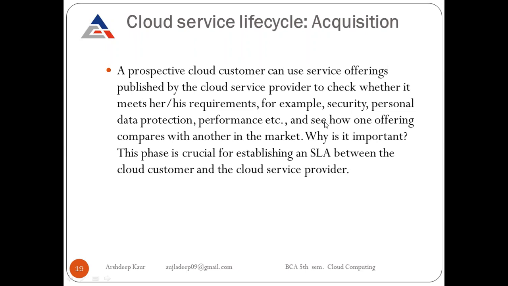So in that case, we can go for more than one company for the same service. We have to make the comparison. We have to check the services of different companies. We need to check whether they are meeting our requirements or not. Then we go for such a company whose services are according to my requirements.